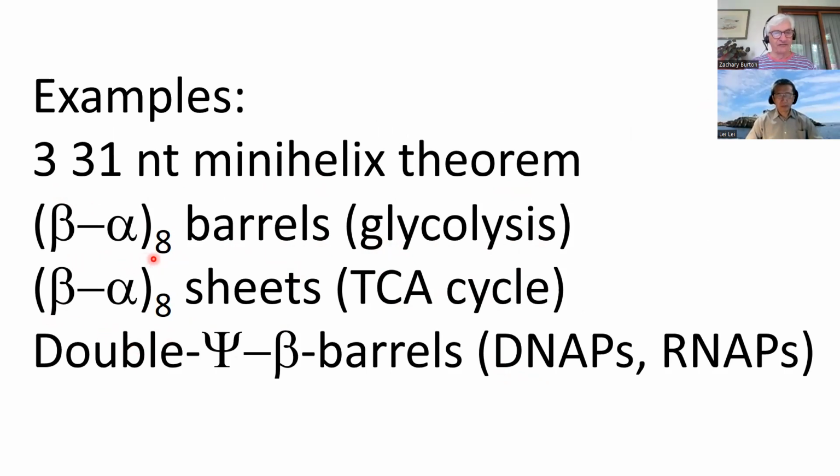You can take a beta alpha 8 barrel and refold it into a beta alpha 8 sheet. For instance, TCA cycle is generated from Rossmann folds. These are Rossmann folds. And double psi beta barrels can also be made by pseudosymmetrical folding. And that includes Pol D in archaea, a DNA polymerase, and also RNA polymerases, which are found in all organisms.